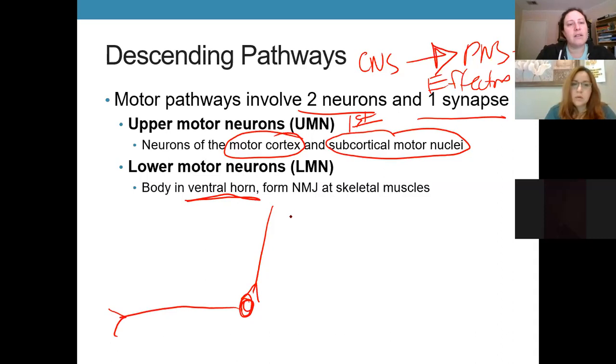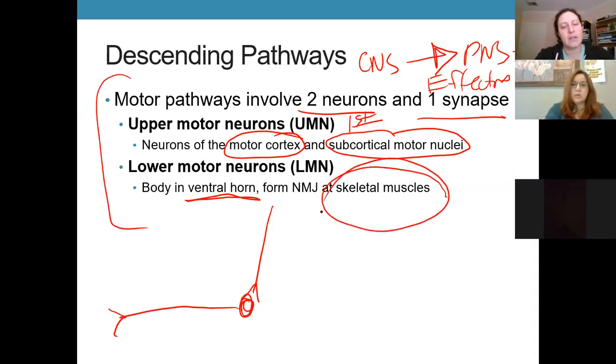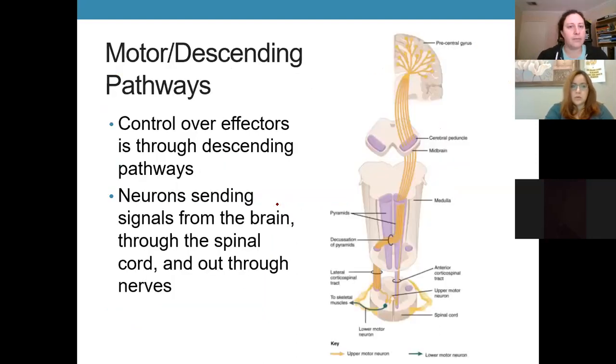Now this is the pathways that are actually just for skeletal muscle. It's a little bit different when it comes to like smooth muscle and glands, and we'll talk about that when we get to the autonomic nervous system. But this is how we end up with those neuromuscular junctions that we learned about before. Okay, so it's a little bit of a shorter pathway, not quite as complex, because all the complexity is occurring in the integrative part in your brain.